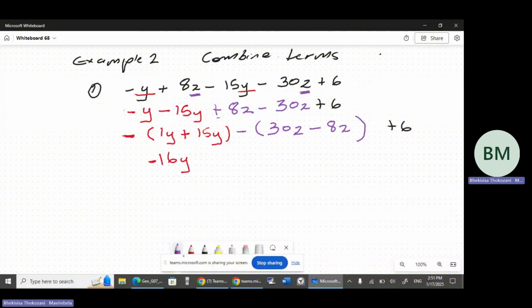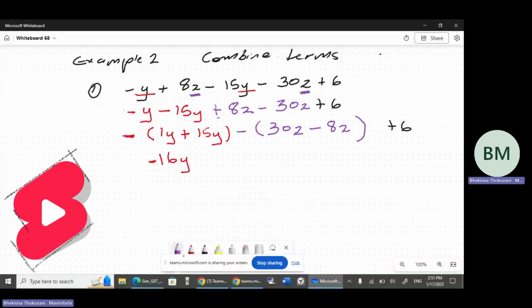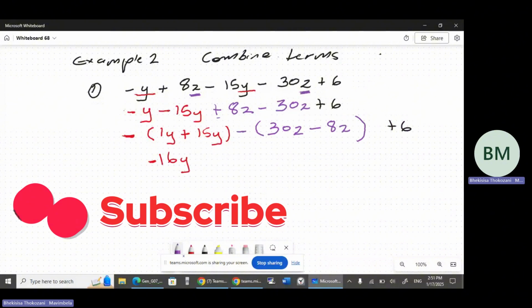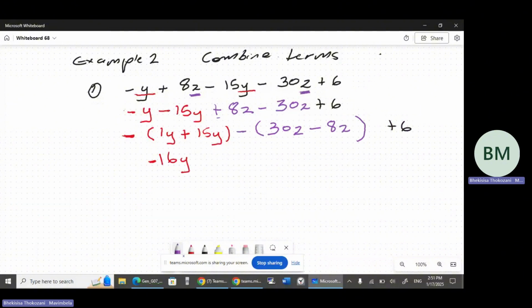So we said when the signs are not the same, we subtract and we take the sign of the bigger number. When the signs are the same, meaning we have minus here and minus here, we add and we take one sign. When the signs are not the same, like plus and negative, we subtract and we take the sign of the bigger number. And the bigger number here is 30. So that's why we're taking minus. So our answer will have to be minus. So what is 30 minus 8? Our answer here will be 22z.